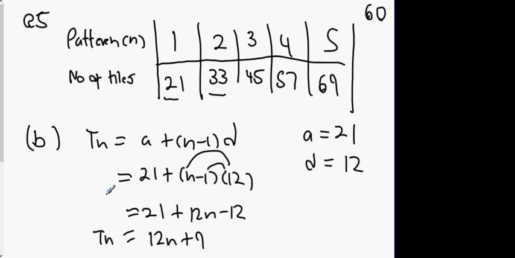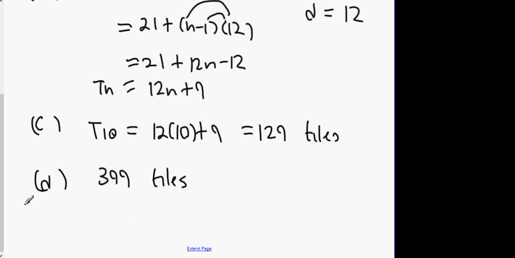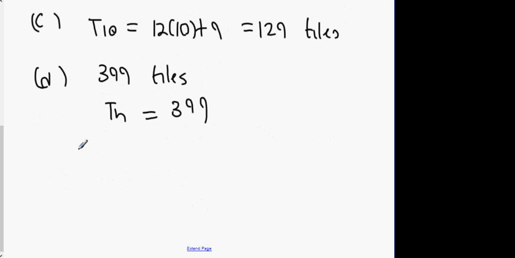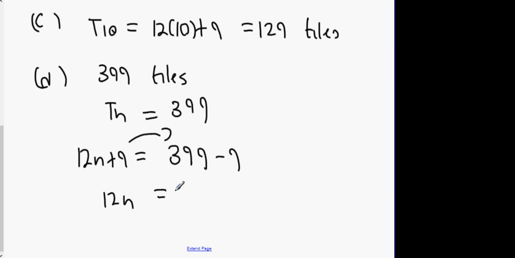Okay, this formula here, Sheila has 399 tiles. What is the biggest pattern? Not patterns, pattern, just one. That means you're talking about Tn. Tn equals 399. The formula for Tn is 12n plus 9. That equals 399. Bring the 9 over the other side, and we get 12n equals 390. Divided by 12, you're going to get 32.5.